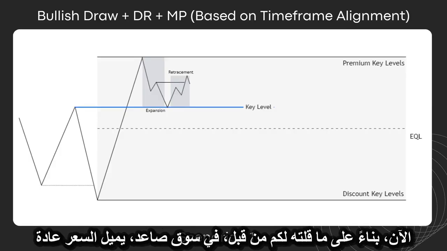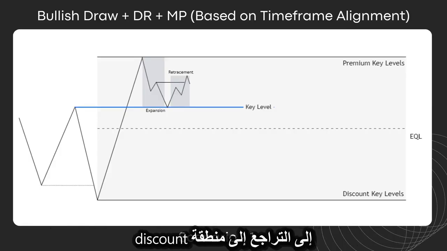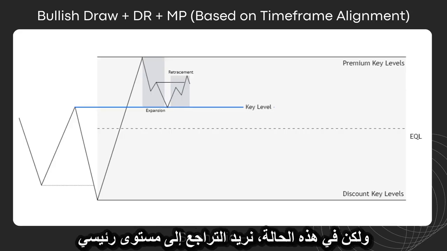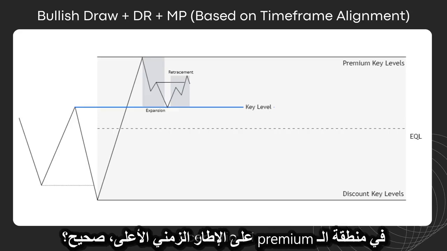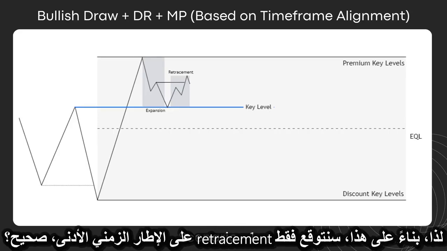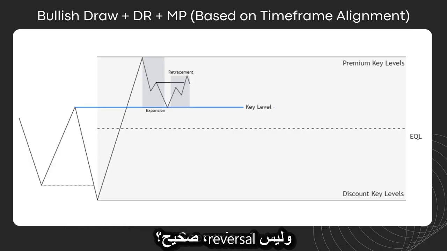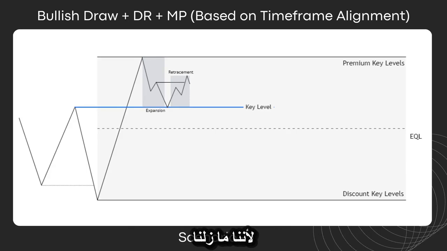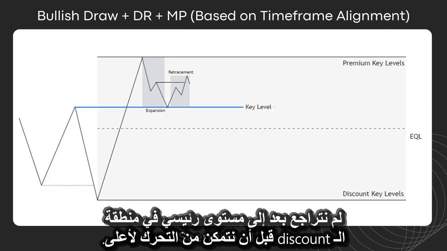Now, based on what I told you before, in a bullish market, price usually tends to retrace to a discount key level before moving higher. But in this case, we've only retraced back to a key level in the premium region on the higher time frame, right? So based on this, we are only going to expect a retracement on the lower time frame, and not a reversal on the lower time frame or an expansion on the higher time frame, because we still have yet to retrace to a discount key level before we can move higher.